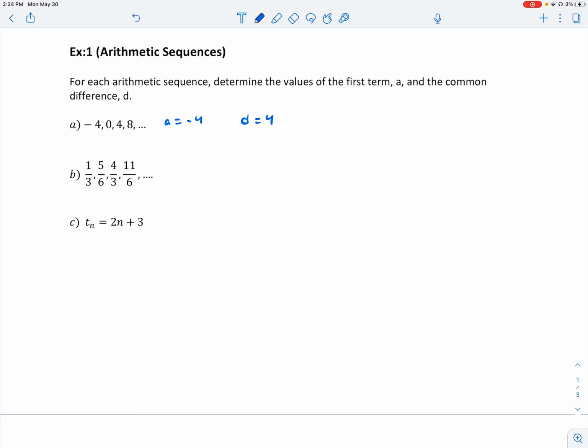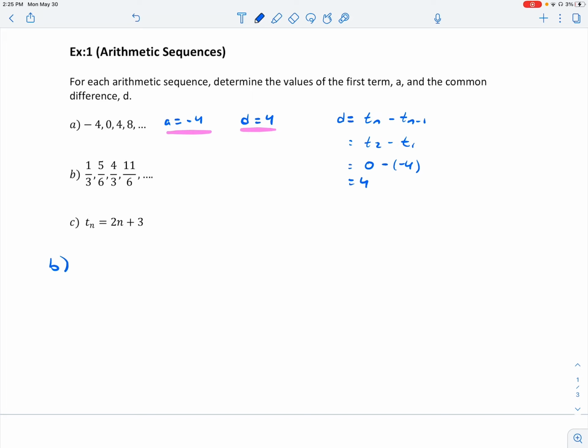If you're not sure how to find the common difference, you can always calculate it by taking one term and subtracting the term just before. So this is the nth term, and this is the term just before that. For example, we could do t2 minus t1. The second term in the sequence is 0, so you'd have 0 minus the first term, negative 4, and you can see we get 4. That will hold true for every consecutive term in the sequence. So there are our answers for part a.